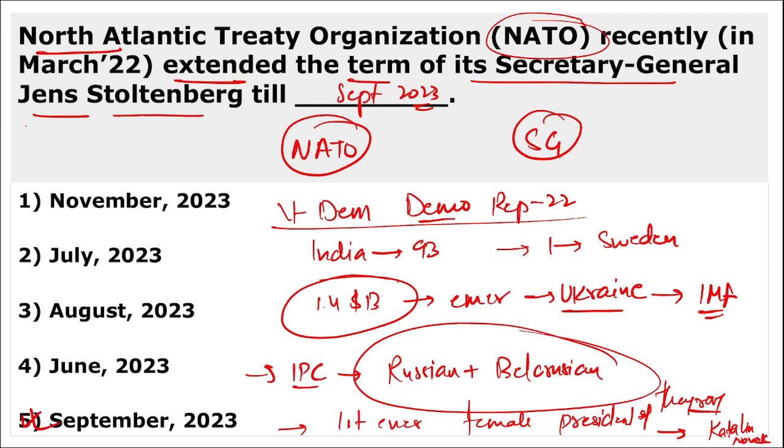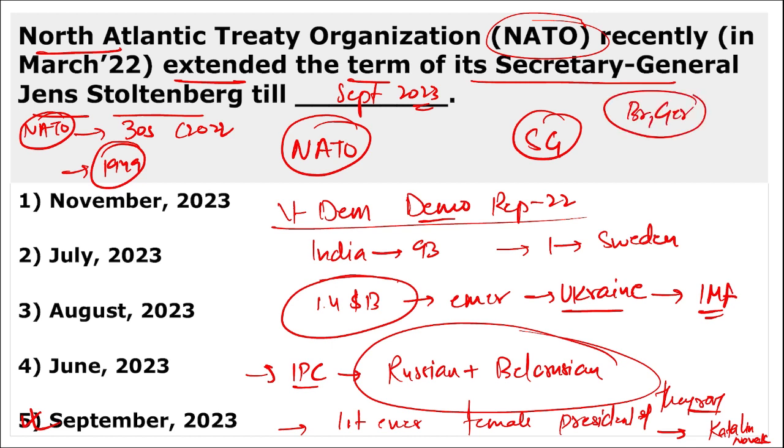One more thing, if we are talking about NATO, remember NATO has 30 state members as of 2022. It was founded in 1949, and where is the headquarters of NATO? It is in Brussels, Germany. Here is the headquarters of NATO.